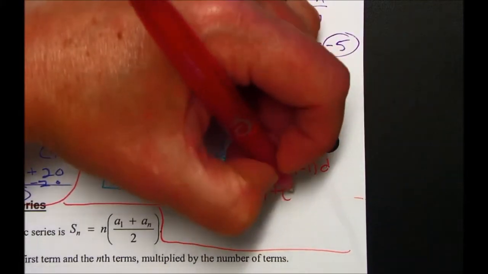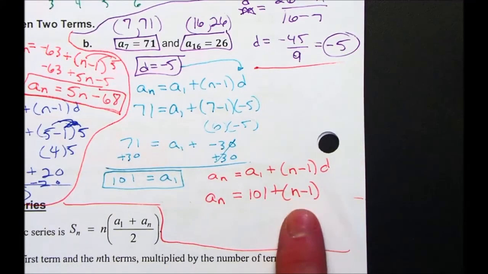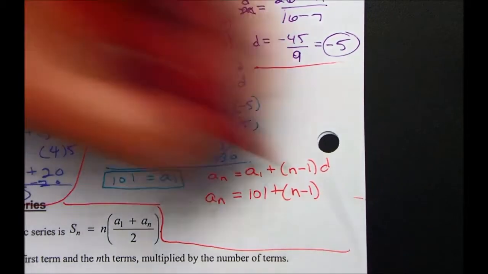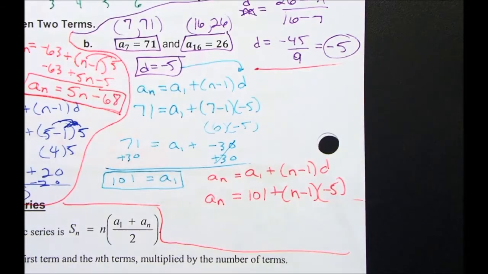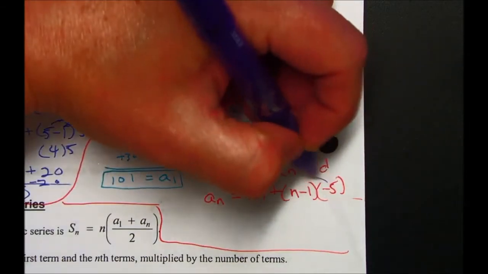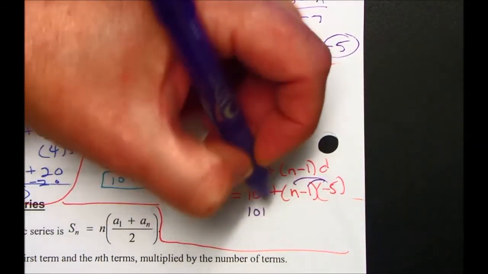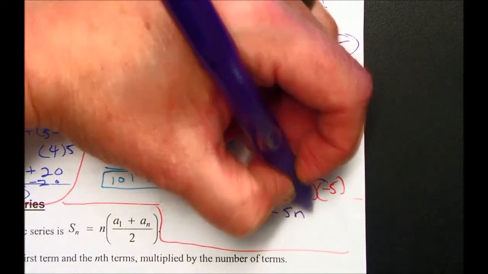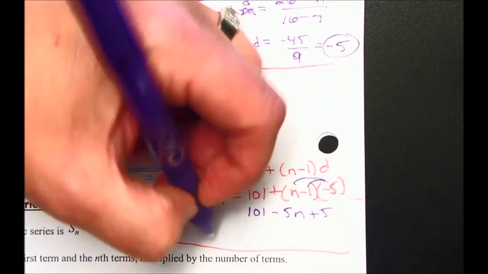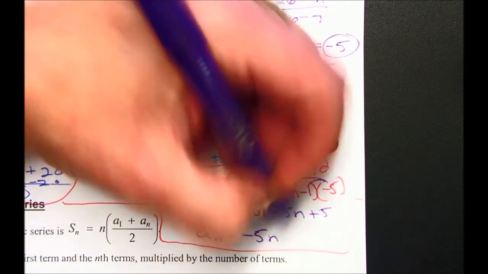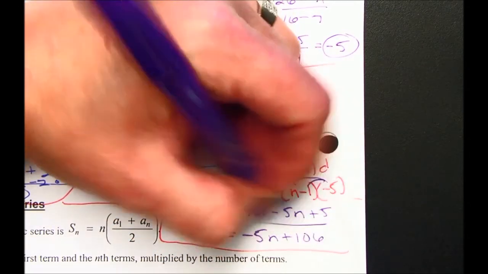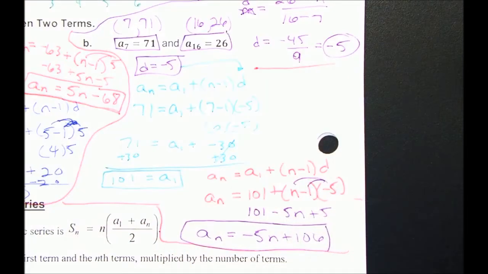n, again, comes back into our equation. That's our input, kind of like x. And then our common difference is our slope, or rate of change, negative 5. And then simplify it. Distribute the negative 5, and you get 101 minus 5n plus 5. Combine like terms, and we get our rule, negative 5n plus 106. And there we have it.